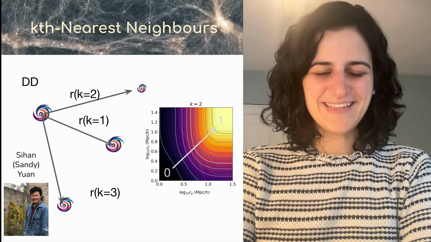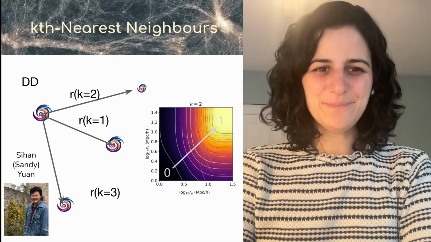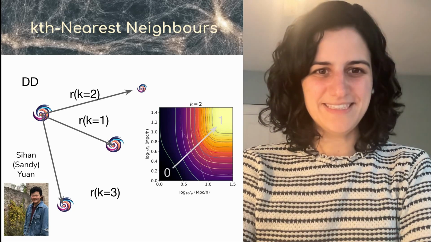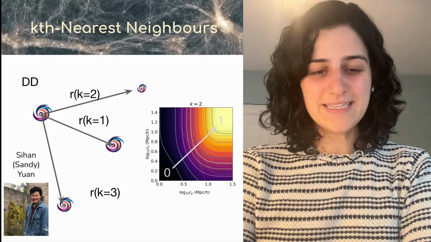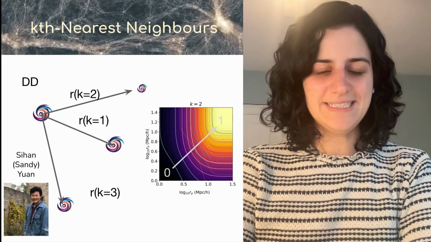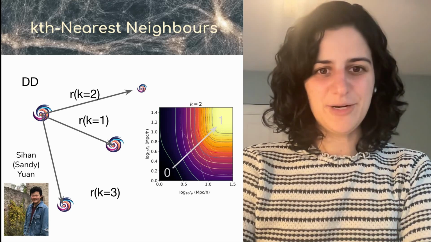Hello everybody, my name is Carol Cuesta Lázaro, and I'll be introducing work done by Sandy Yuan on k-nearest neighbours statistics. Sandy was looking at what is the probability of finding a kth neighbor around a galaxy at any given pair separation?